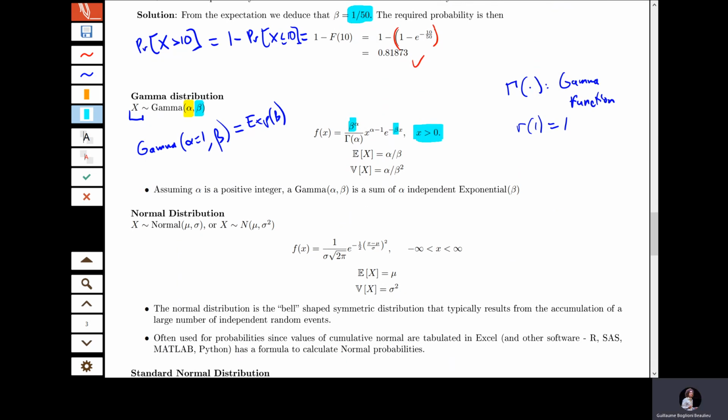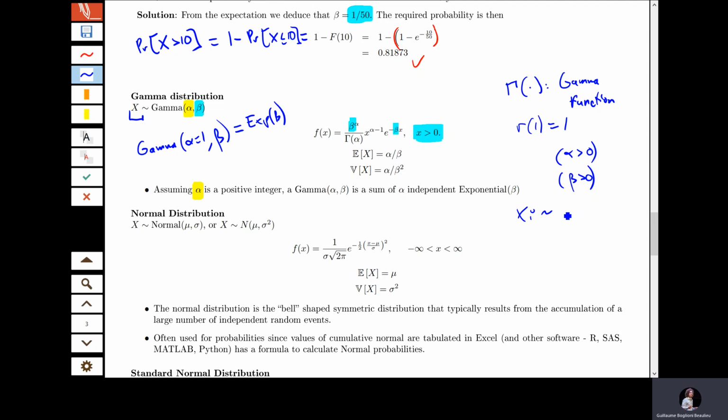And a further link between the gamma and the exponential is this. If you take this parameter alpha to be specifically a positive integer, so careful that it doesn't need to be. Alpha and beta just need to be positive values. But if it so happens that alpha is a positive integer, then gamma alpha beta, you can see it as the sum of alpha independent exponentials. So again, a bit like we had a link between the geometric and the binomial, the negative binomial, you have a similar kind of thing.